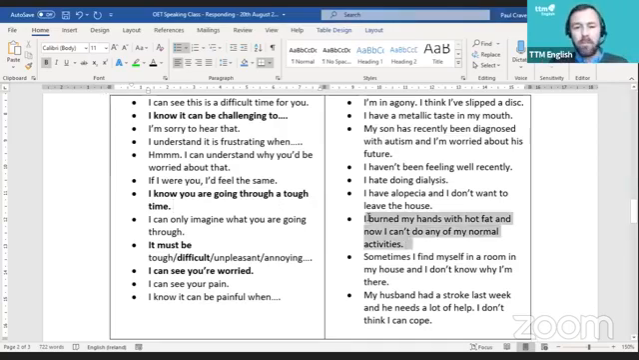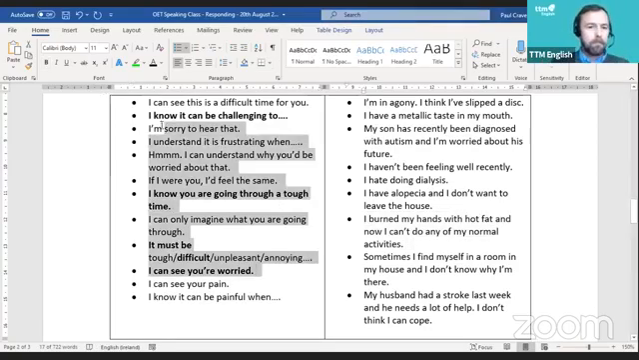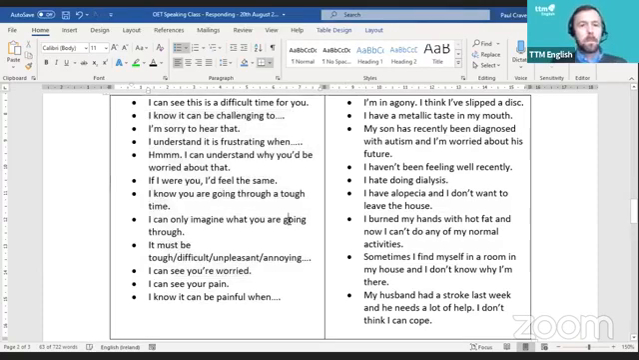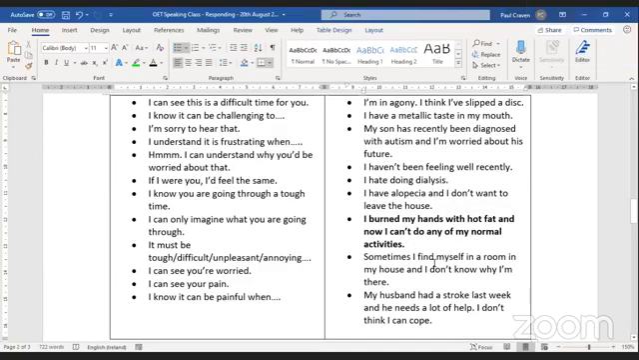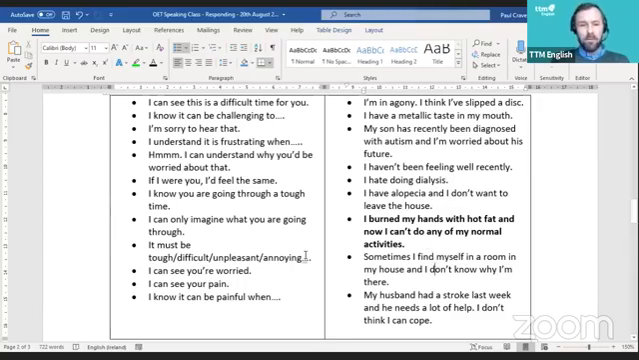How about the next one? I burned my hands with hot fat and now I can't do any of my normal activities. It must be a difficult time for you. Yeah, it must be annoying. I know it can be painful. It can be painful. I know it can be frustrating as well, isn't it?